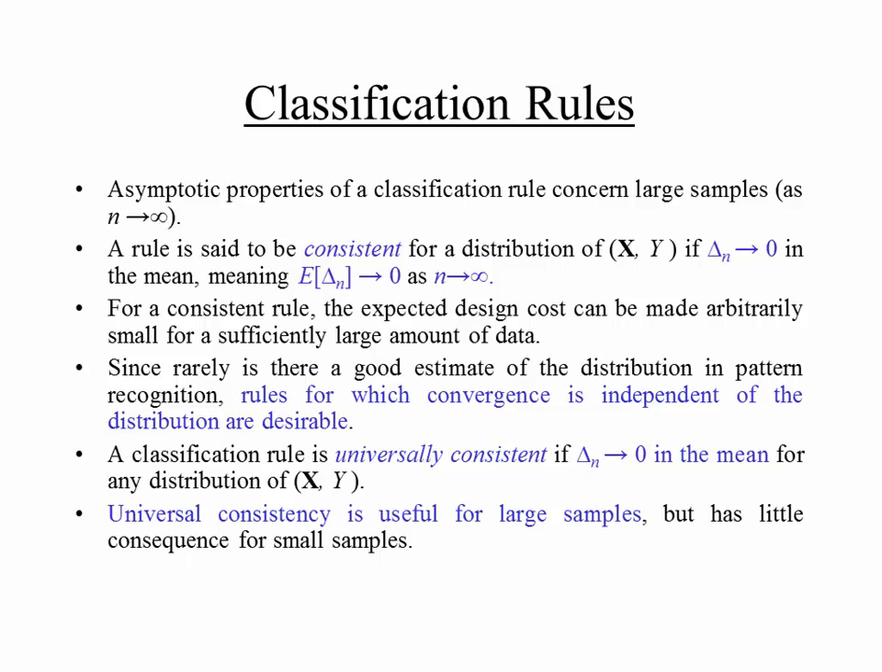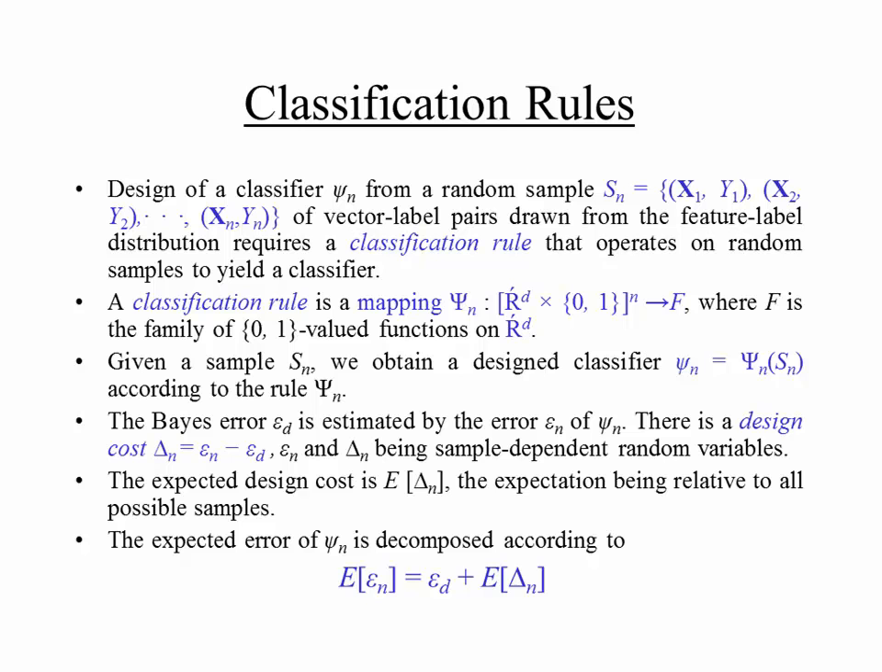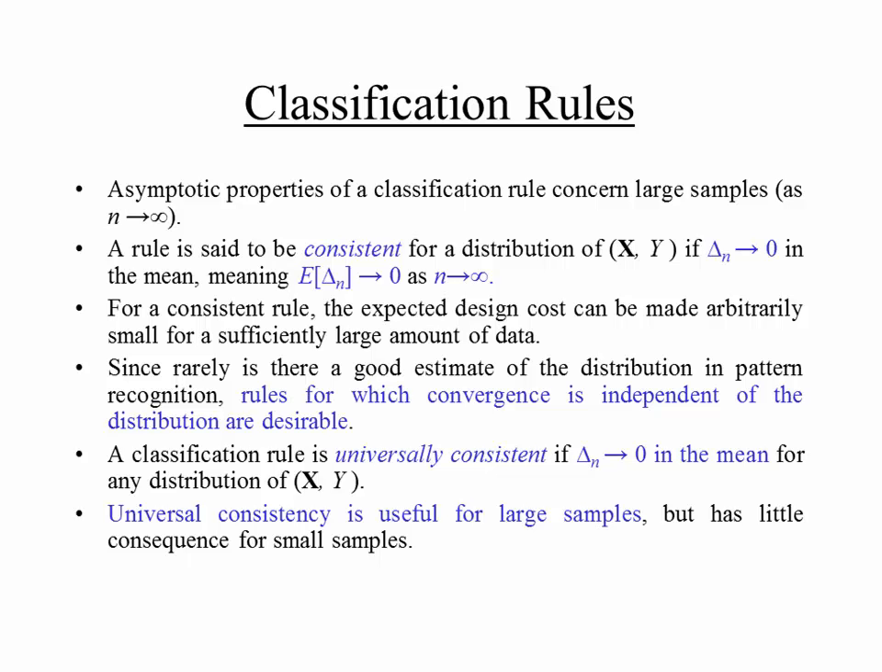So asymptotic properties of a classification rule concern large samples as n goes to infinity. A rule is said to be consistent for a distribution of x, y, that means a joint distribution of the feature and the labels, if delta n, the design error that I defined, goes to 0 in the mean, which means that the expectation of delta n, because this is a random variable, should go to 0 as n goes to infinity. So for a consistent rule, the expected design cost can be made arbitrarily small for a sufficiently large amount of data.